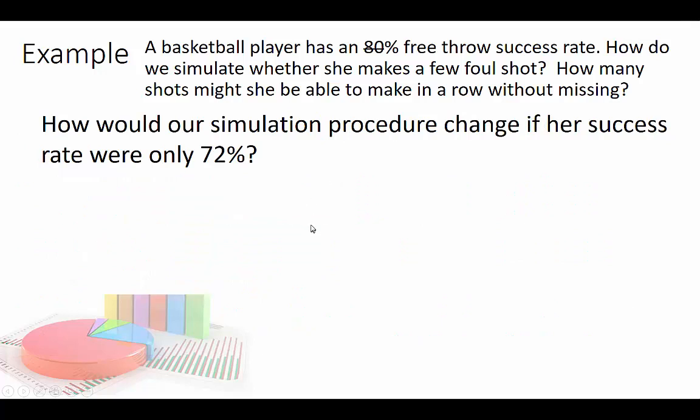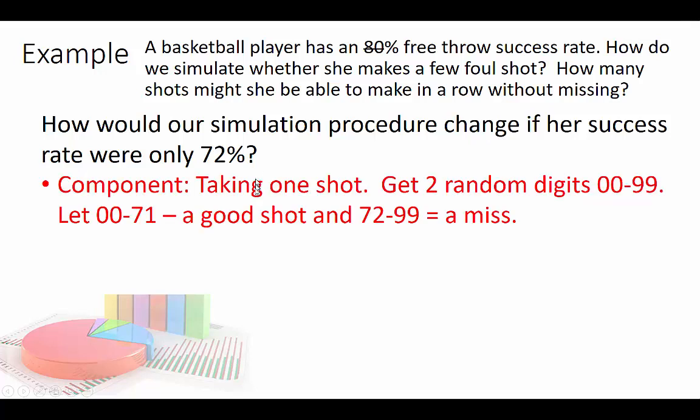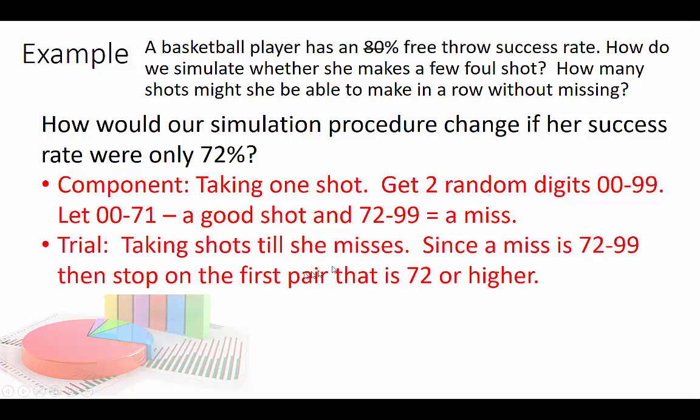All right, how would our simulation procedure change if her success rate were only 72%? In that case, now I really do want two random digits. So I'm going to let 00 to 71 represent a good shot and 72 to 99 a miss. And the trial pretty much stays the same, except the miss is now from 72 to 99. So I stop on the first pair of digits that is 72 or higher.